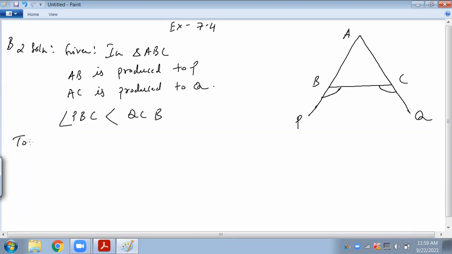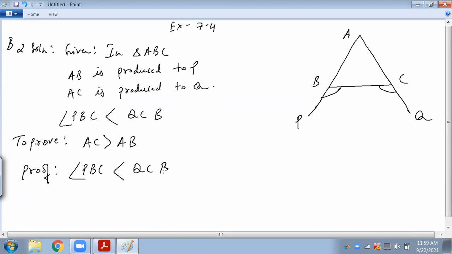To prove what? To show means to prove. To prove what? SE is greater than AB. Okay, proof. We can start with what is given. So angle PBC is less than QCB. It is told that this angle is less than this.